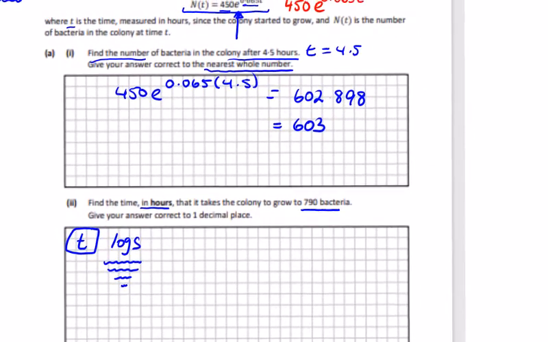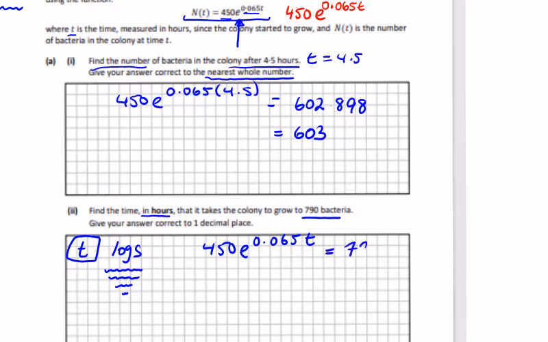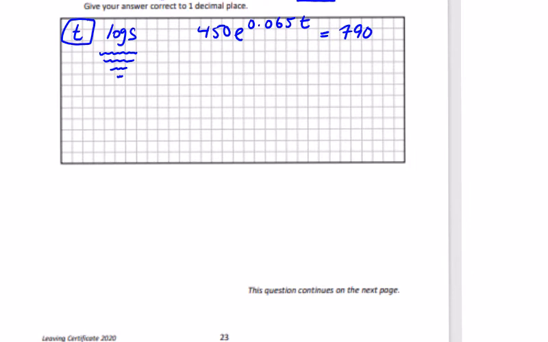So if I just write the formula out again, 450 E to the power of 0.065 T has to be equal to 790. So the same procedure in all of these. We're going to divide across by 450 to get E. Well, I can knock off the divide across by 10, so I'm going to get E to the power of 0.065 T is equal to 79 over 45.